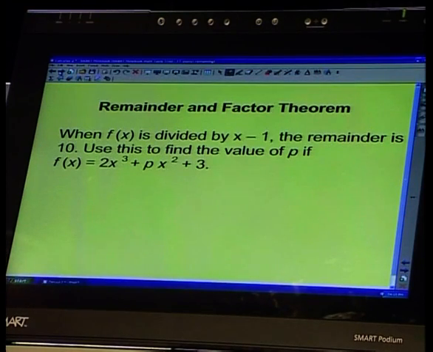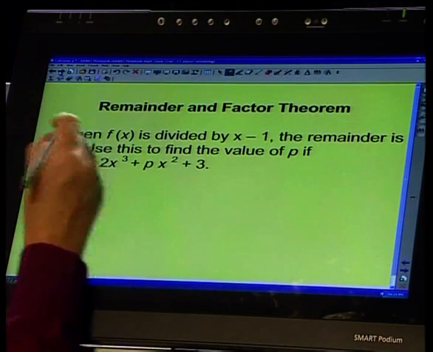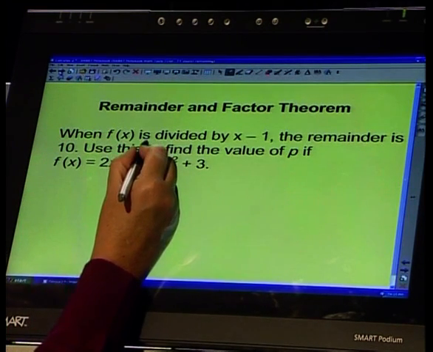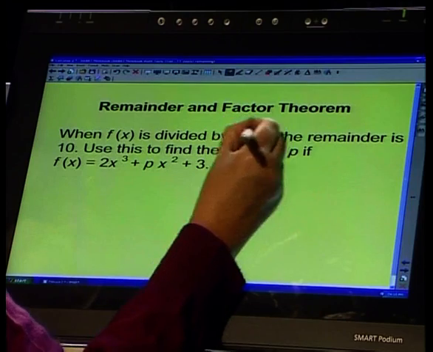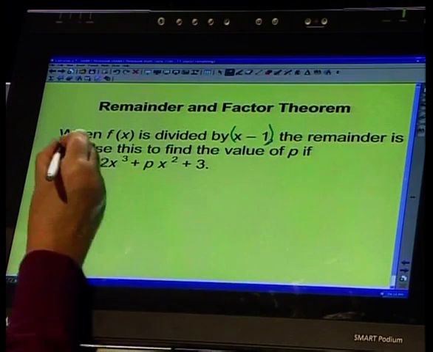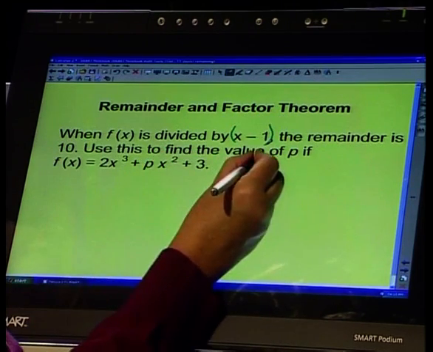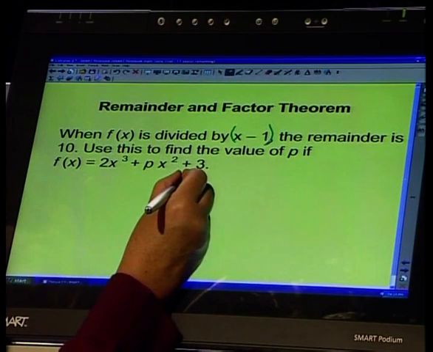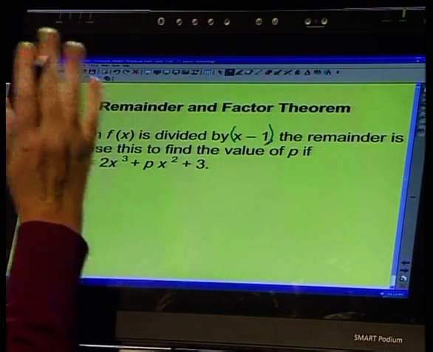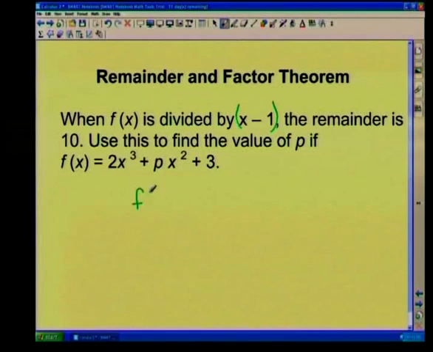Now, this is the typical kind of question. They don't get too carried away with it. It says when f of x is divided by x minus 1, the remainder is 10. Use this to find the value of p if f of x is equal to that. Now, thinking of our theory, f of 1 must equal 10, because we know that whatever we're dividing by, the functional value of that will give me the remainder.